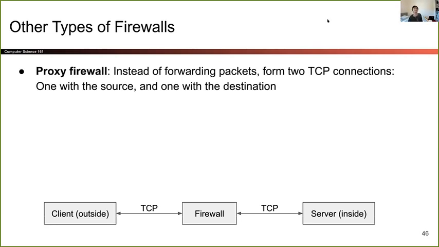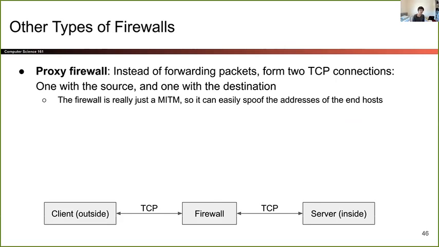A proxy firewall, instead of allowing packets through directly, is actually going to form 2 TCP connections. So the client tries to connect to the server. The firewall blocks this and says, no, actually, you're forming a TCP connection with me. And then the firewall makes its own TCP connection with the server. So now instead of 1 TCP connection, we actually have 2. This firewall is really a man-in-the-middle attacker. So it can really easily spoof the addresses of the 2 end hosts. So to the client and to the server, it just looks like, oh, I'm just sending TCP data. So it looks normal to them.